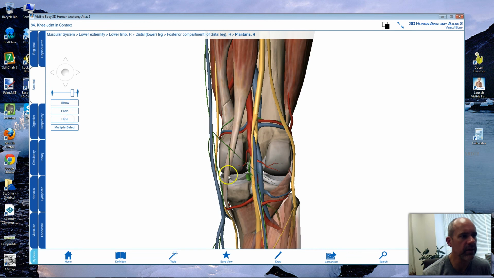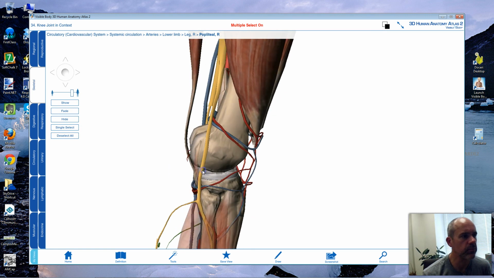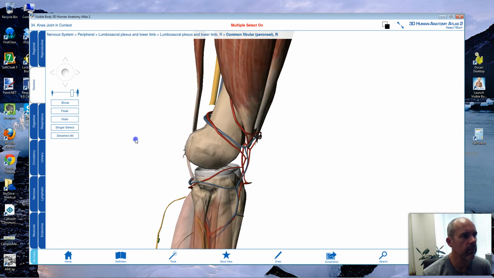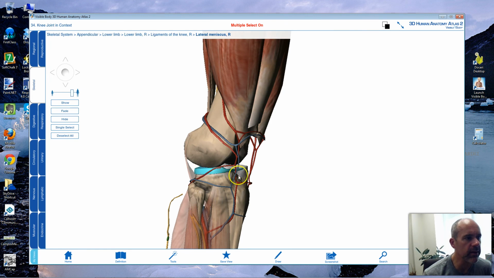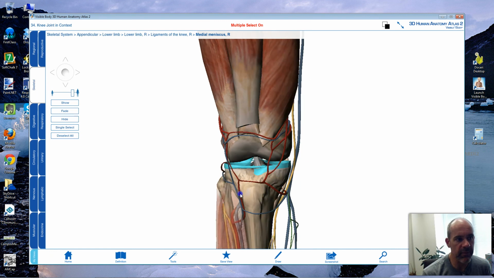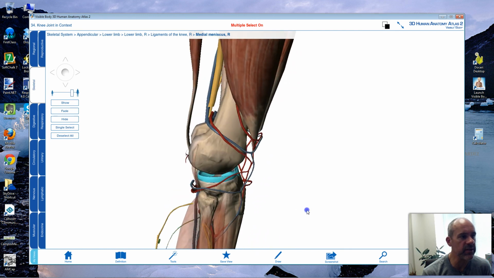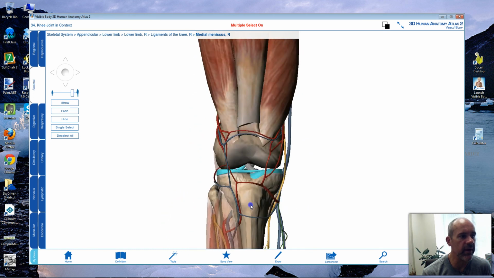Do some more dissection. Let's get rid of all these blood vessels and nerves. You've got lymphatic vessels there. Lots of things going on. Okay, can you see, let me highlight right there and over here. Those are the menisci, the lateral, this would be the medial side, this is the lateral side over here, the medial and the lateral meniscus. So those are fibrocartilage pads that you have here at the joint.